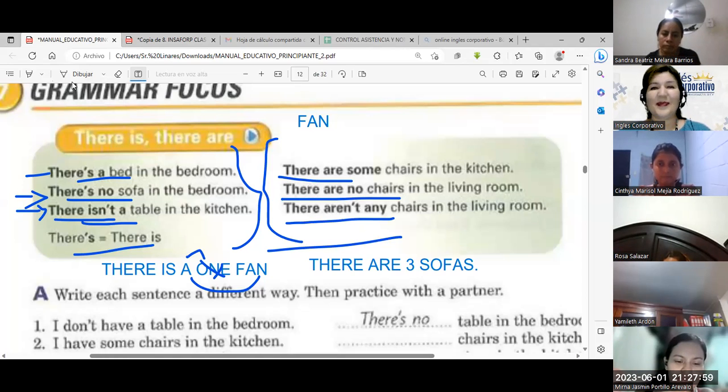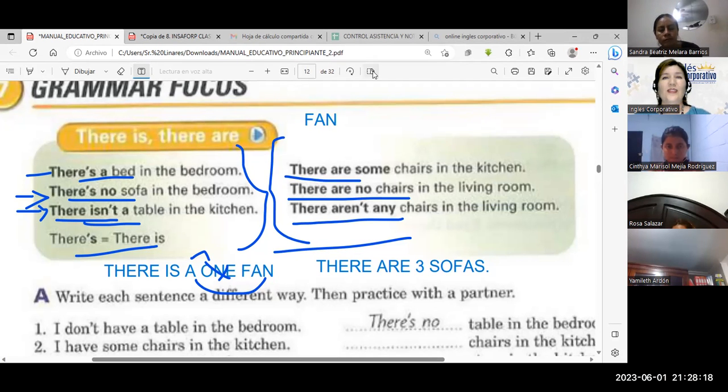Antes que se me vaya la luz. There is a sofa in the living room. Good. There is a lamp in the bedroom. There is a window in the living room. Very good job.